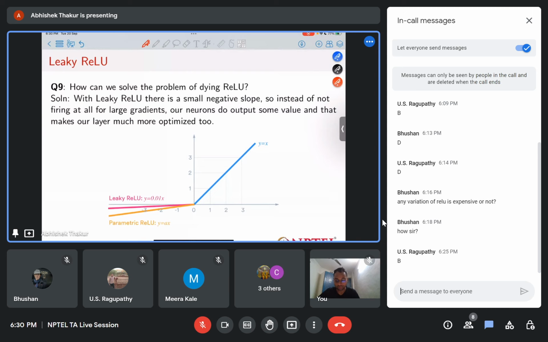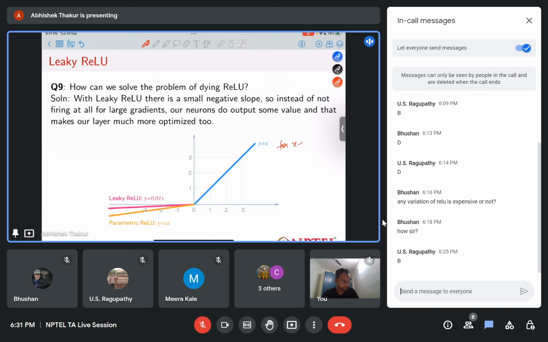Now we will see the next question, which is based on the leaky ReLU. There is a problem in the normal ReLU: for the negative side, the negative axis on the x-axis, the derivative is equal to 0. So most of the neurons die out. This problem of dying neurons can be solved using the leaky ReLU, where a small negative slope is added. Let's suppose in this case y is equal to 0.01x.